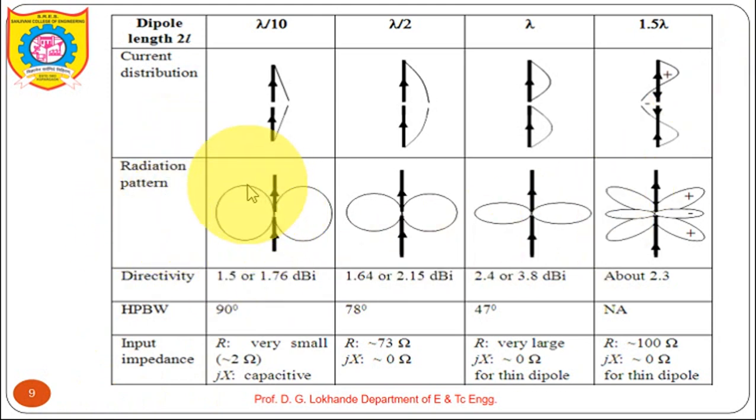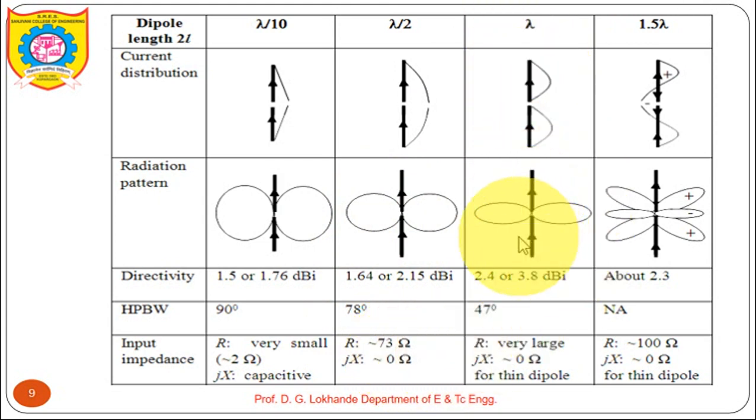Now for the radiation pattern in both directions of the dipole, we get particular patterns. But in that case the directivity is very low, the half power beam width is 90 degrees, and the input impedance is very small, about 2 ohm, and the behavior is capacitive. But if you consider lambda by 2, around the antenna in both directions, the directivity is more, 1.64, the half power beam width is 78 degrees, and the input impedance is purely resistive, that is 73 ohm.